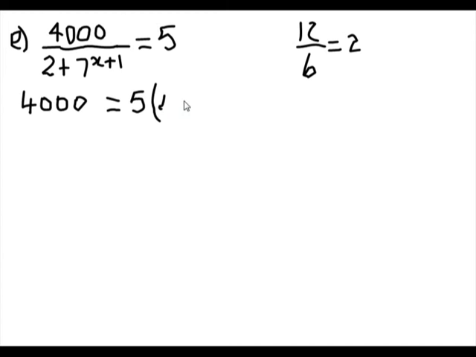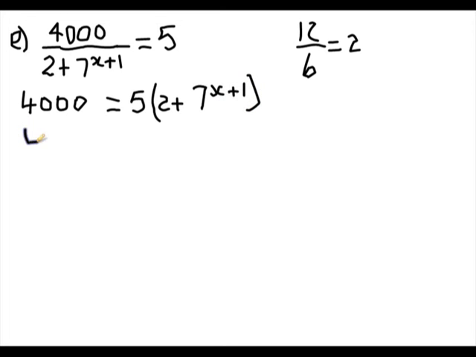Excuse me for this. So it's 5 times 2 plus 7 to the power of x plus 1. Okay? Now we're gonna reduce these expressions.